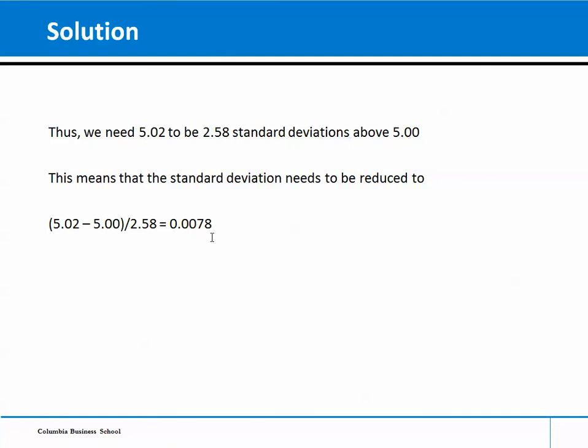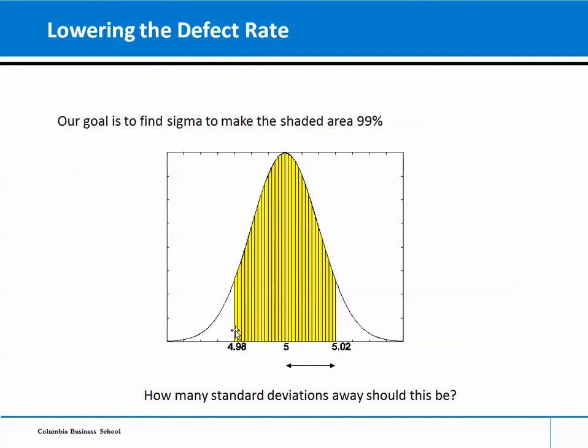So we need to shrink the standard deviation down to 0.0078. Before it was at 0.009, and only about 97% of the distribution was within tolerance. Now by shrinking the standard deviation, we've got a full 99% lying within plus or minus 0.02 centimeters of the mean.